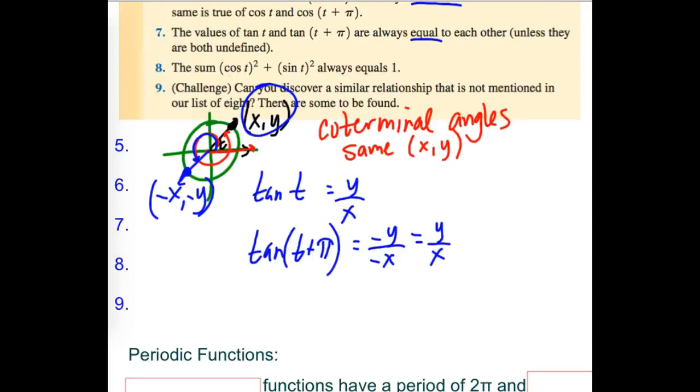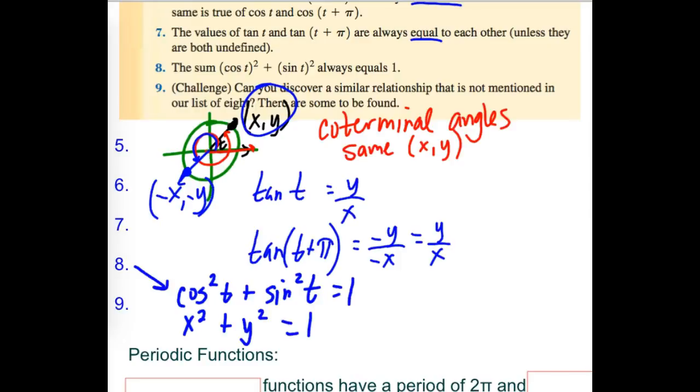Question 8. The sum of cosine squared plus sine squared is always going to be 1. Think about that. Cosine squared plus sine squared. What cosine is what letter? I'm asking you this how many times today? So you keep memorizing it? So this is x squared. Sine is y. And they're saying x squared plus y squared equals 1.